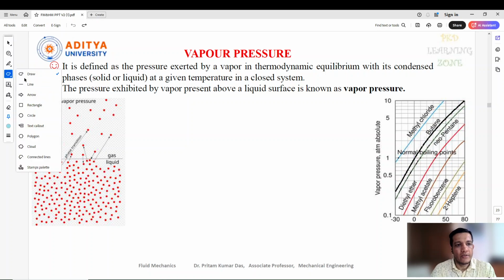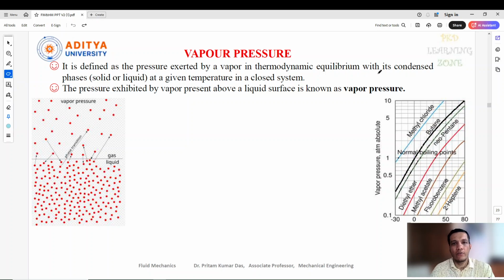So vapor pressure is actually defined as the pressure exerted by a vapor in thermodynamic equilibrium with its condensed phase at a given temperature in a closed system. So the pressure exerted by the vapor in thermodynamic equilibrium with the condensed phase, the temperature should be looked after, and it should be in a closed system. Okay, so that is known as vapor pressure.